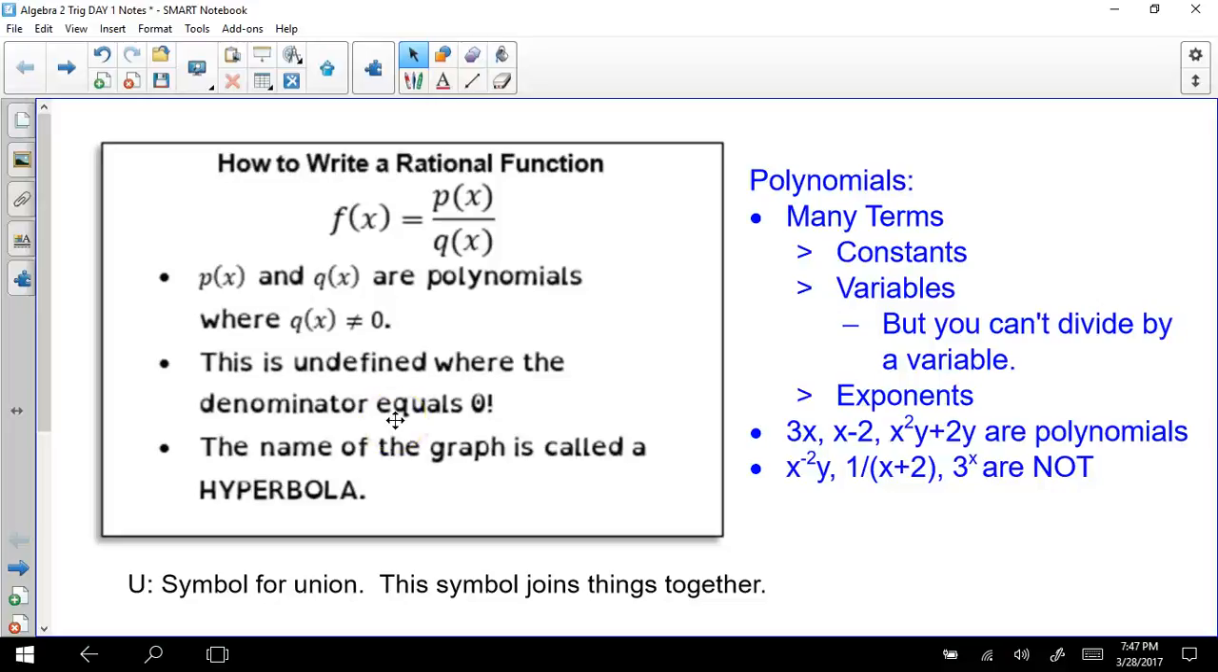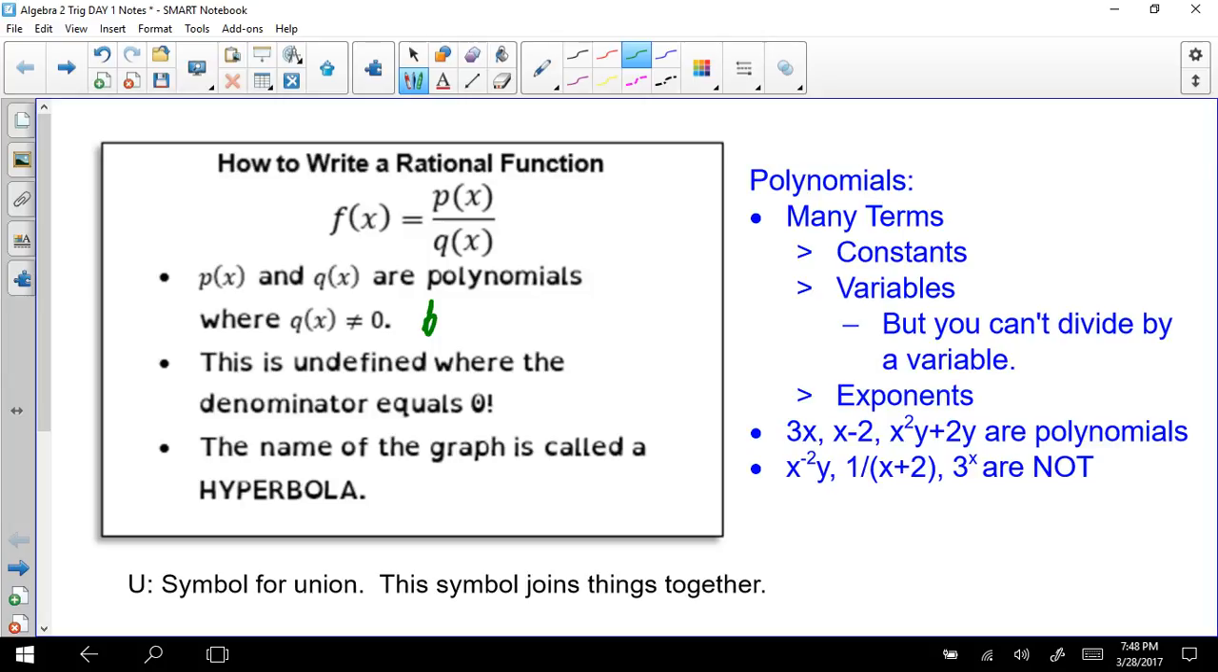Okay guys, so we're gonna start the first day of rational functions. Okay, so you can see rational functions. Basically what it is, you have a fraction, and in the numerator you have to have a polynomial, and in the denominator you also have to have a polynomial. And the rule of thumb right here: that denominator is not allowed to equal 0 in all cases. If you can find a value where it's equal to 0, we call that undefined.